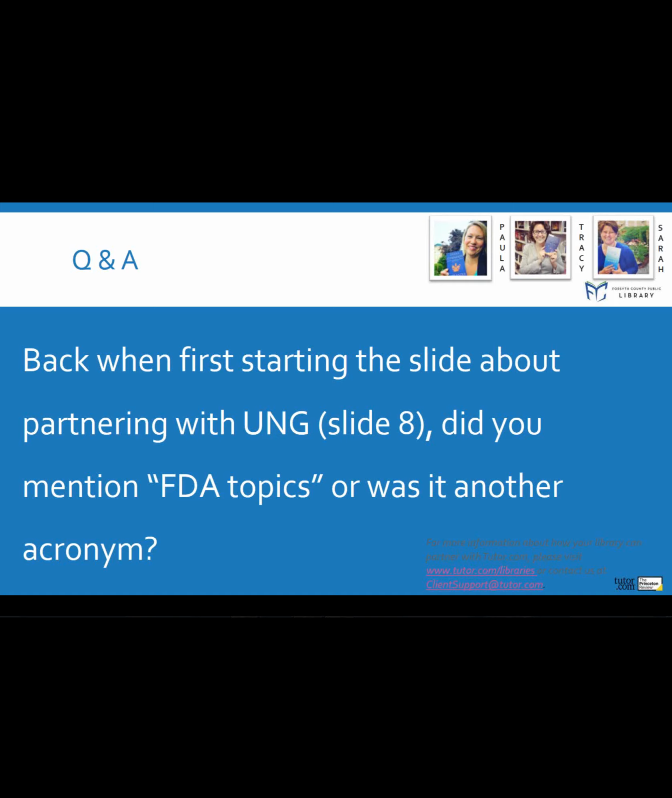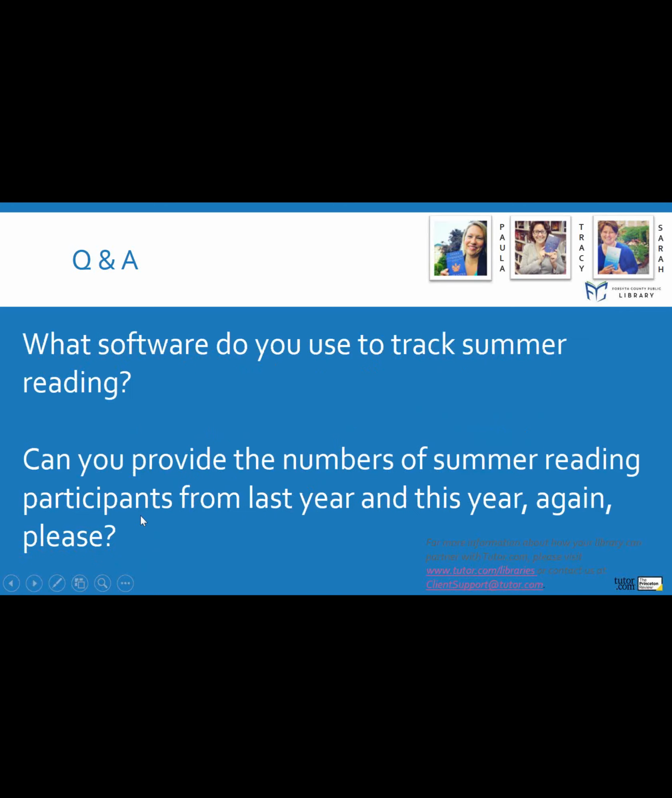All right, thank you for the clarification on that one. Next up, we have two that sort of go together. I think I know the answer to the first one, and I've responded that it's Beanstack, but I want you guys just to clarify, is Beanstack what you use for the summer reading tracking?